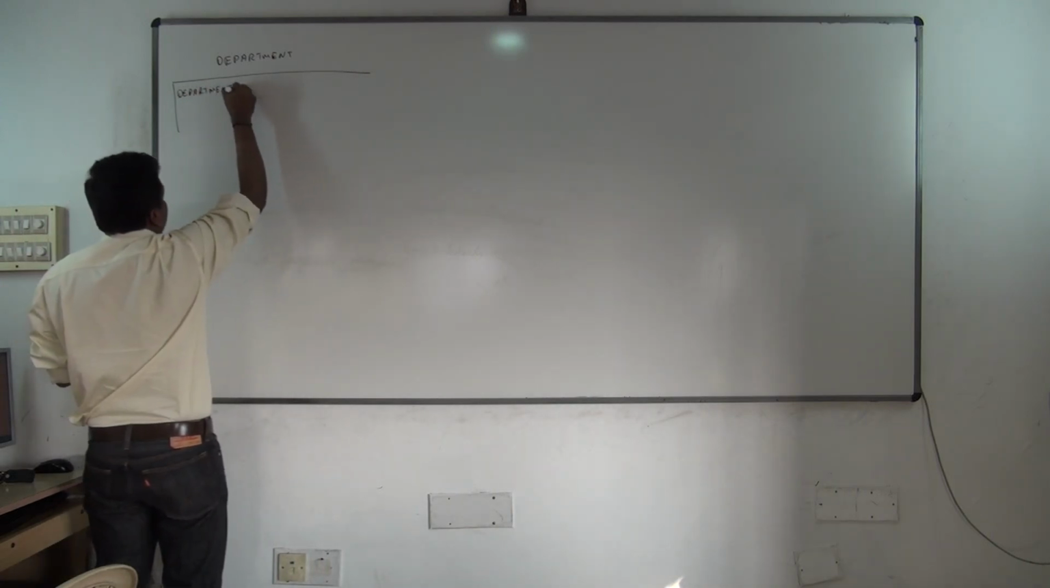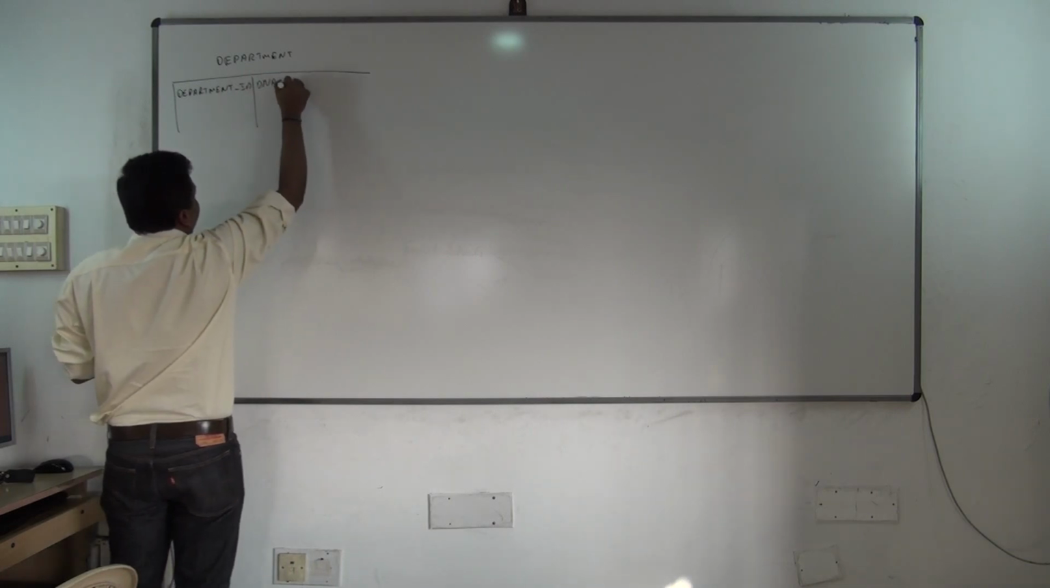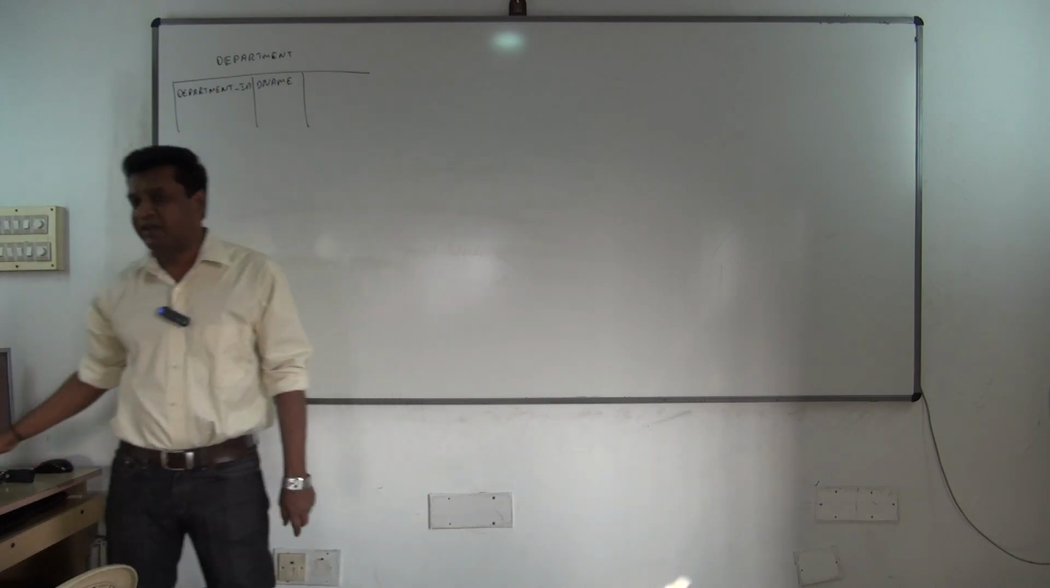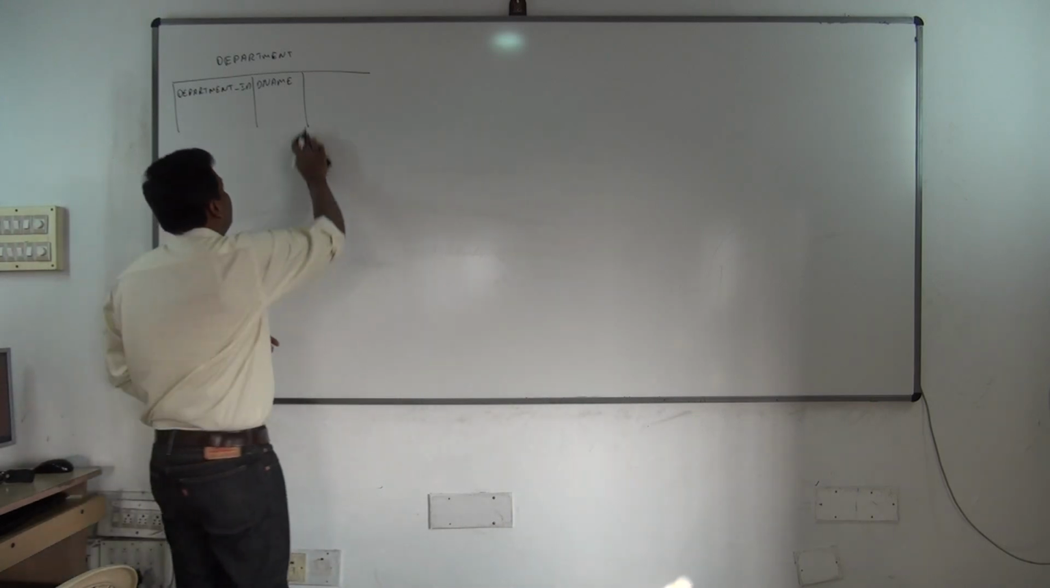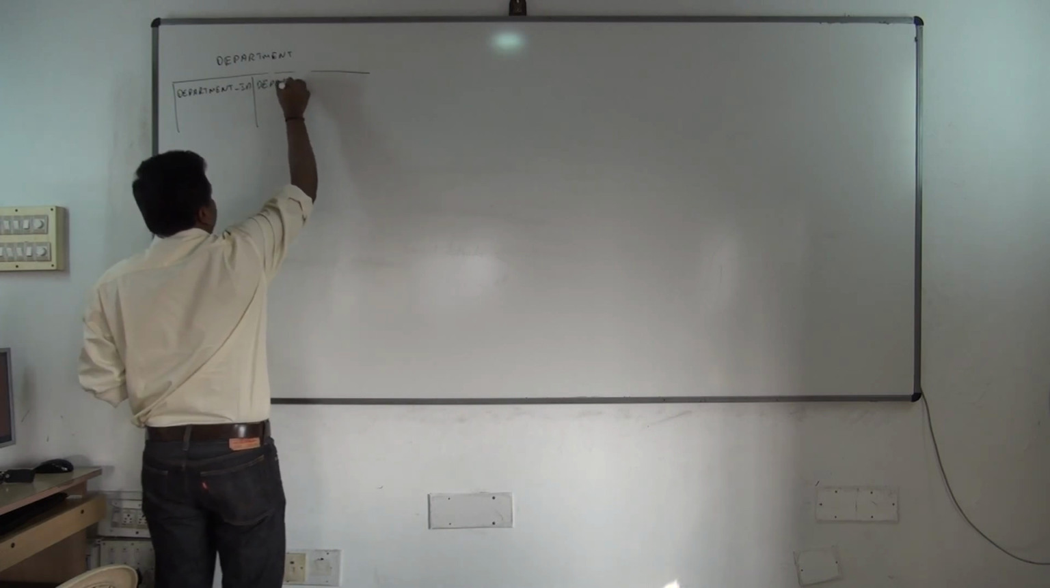The first table will be what? A department table. It will have name. D name I'll write. You can go for a big name. Department name. Okay, but I'll write it up, no problem. Department name, because it will be more meaningful.